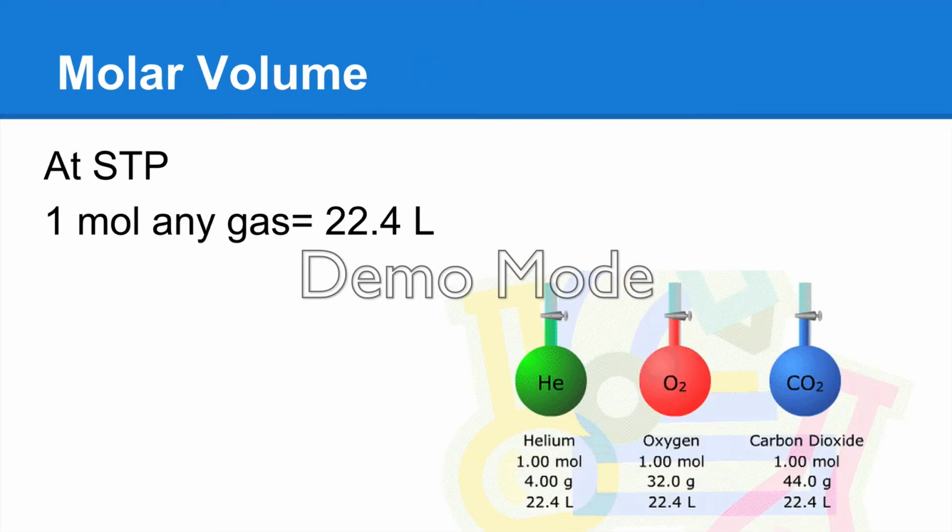All right. And an extension of the ideal gas law is molar volume. 1 mole of any gas at all at STP has a volume of 22.4 liters. So at the bottom, I have 3 bulbs: helium, oxygen, and carbon dioxide. There's 1 mole of each of them. At STP, it's 22.4 liters. Even though the mass of each is different, the volume is the same. And that can be easy. You just have a little 2-step bridge if you're converting between moles and liters of anything.